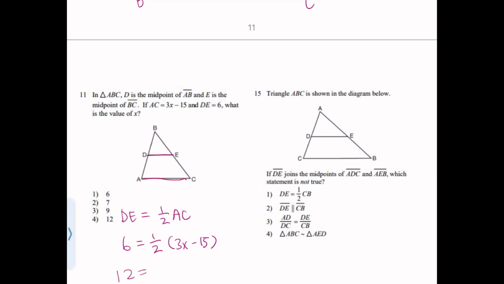6 times 2 is equal to 12. 27 equals 3x. So x is equal to 9, which makes 3 the answer.